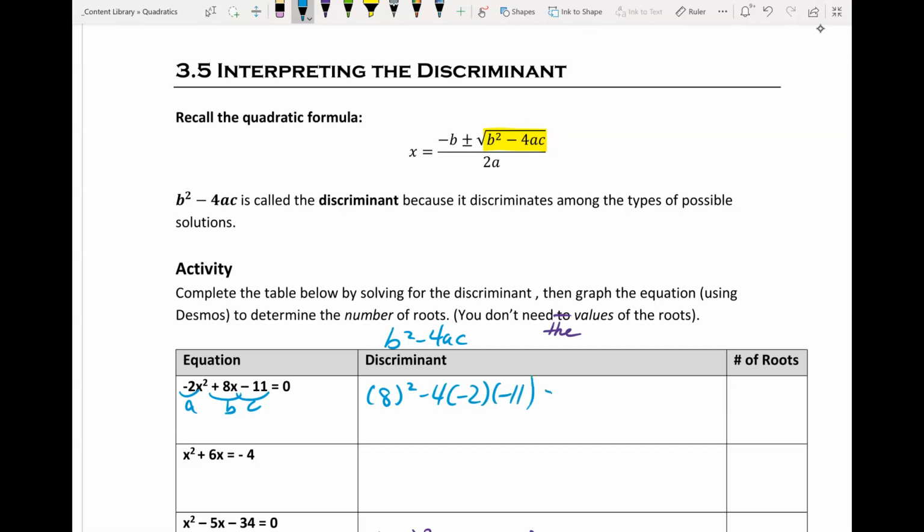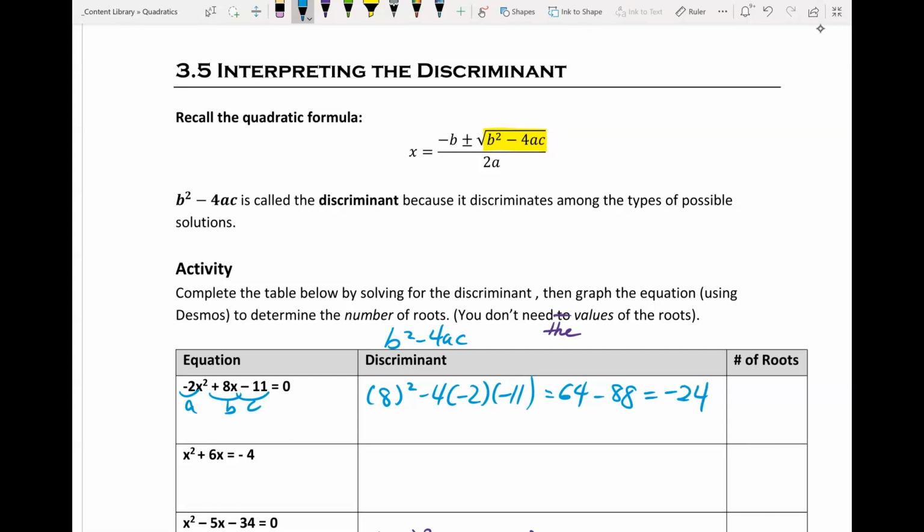Now we're going to simplify this. 8 squared is 64. 4 times 2 times 11 is 88. And we need that negative there because that's negative times negative times negative. So this is negative 24.